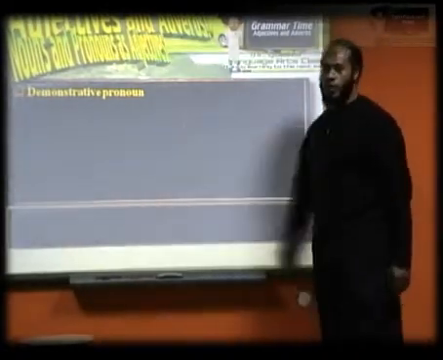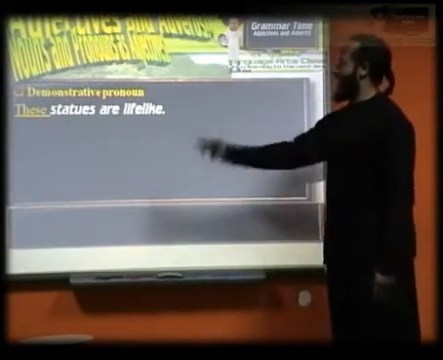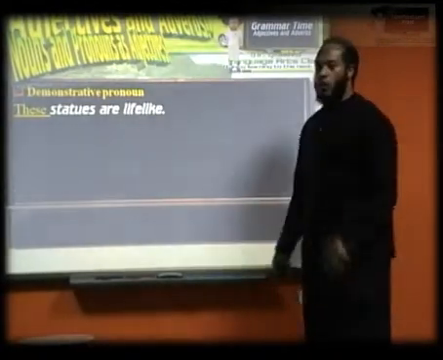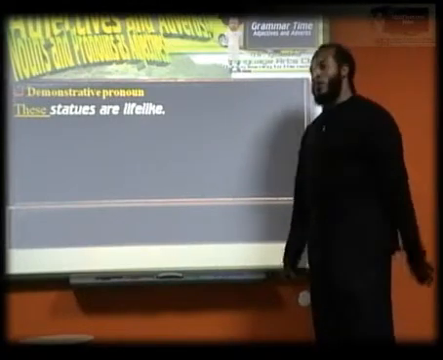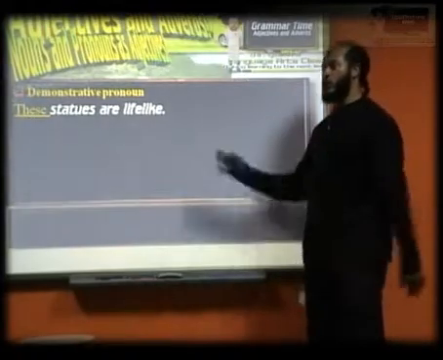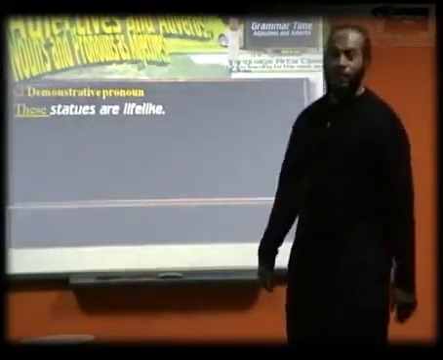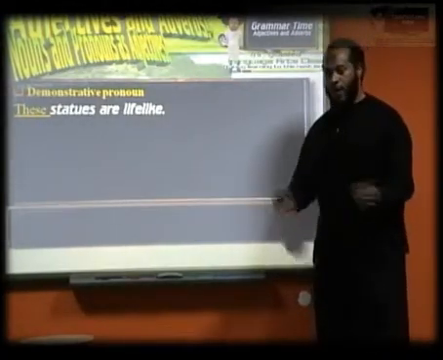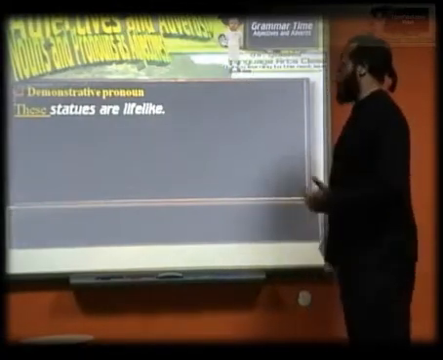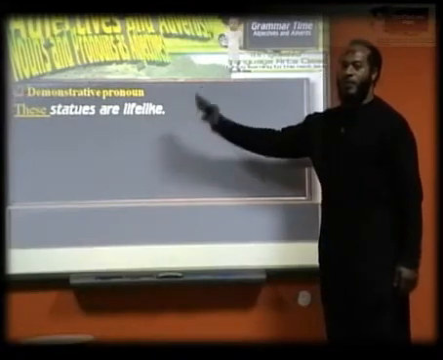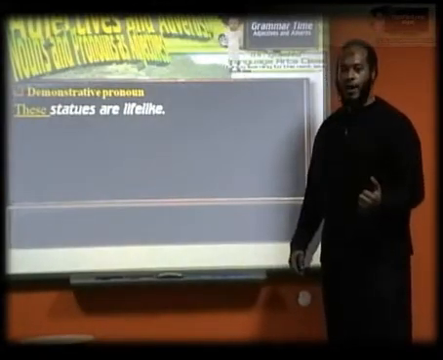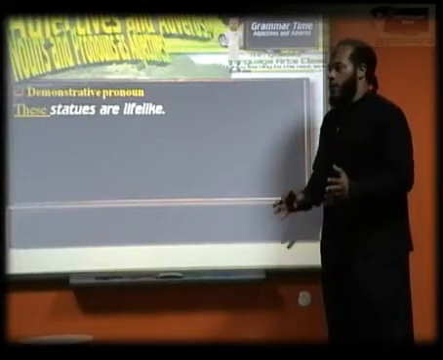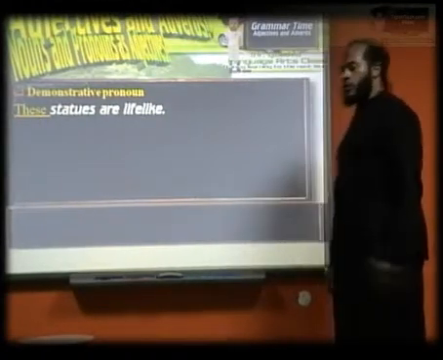Here's an example of a demonstrative pronoun being used as an adjective. These statues are lifelike. These. A good time that you can see this in use is when you go to buy something and the salesman is telling you about the product, and he's using these and that and those. In this case, we're talking about these statues. We're not just talking about statues in general. We're talking about these statues. So it is demonstrating for the reader that we're discussing a particular group of statues here.